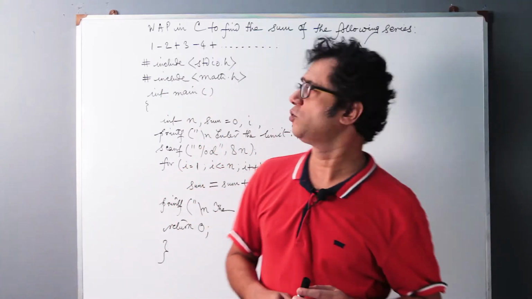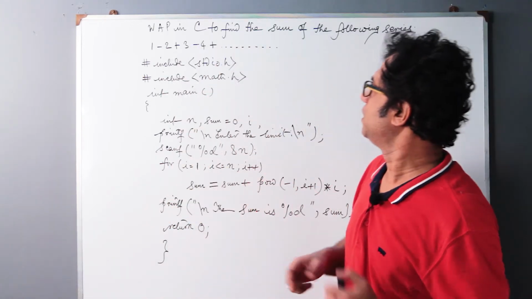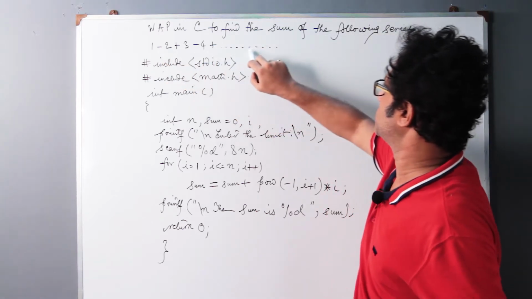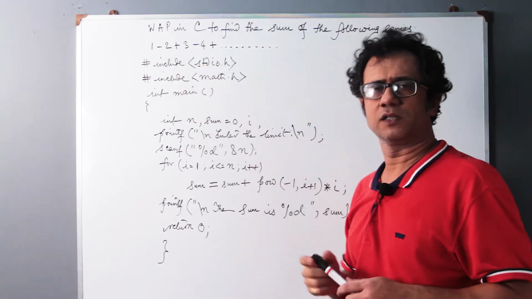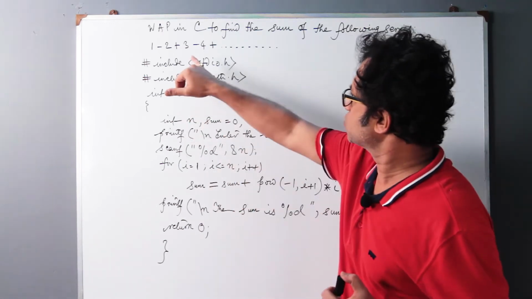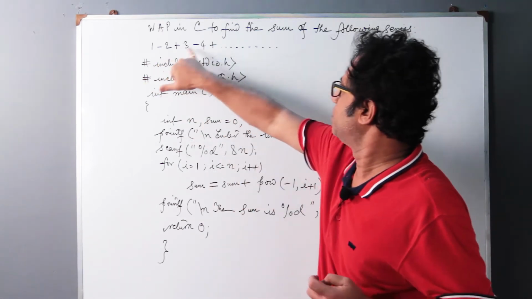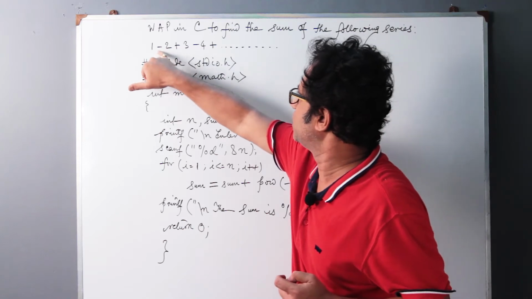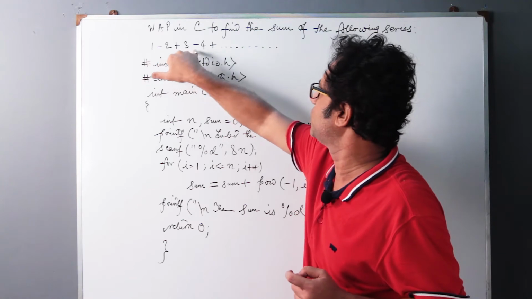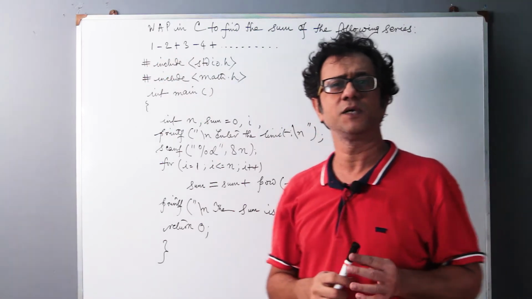Friends, today we are going to describe a very interesting program to find the sum of a series which goes in this fashion. We have learned the sum of the first n natural numbers. This is quite similar to that, but the n natural number summation had all the signs positive, that is 1 plus 2 plus 3 plus 4, and that was a fairly easy program to deal with.